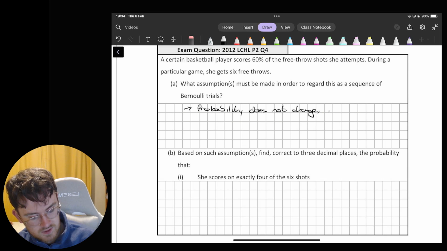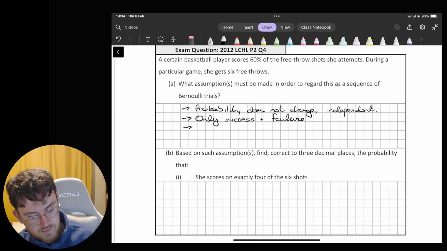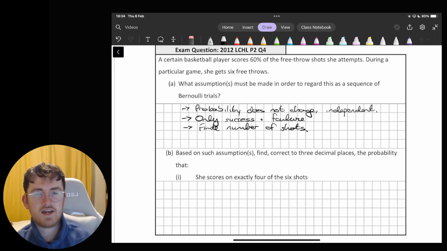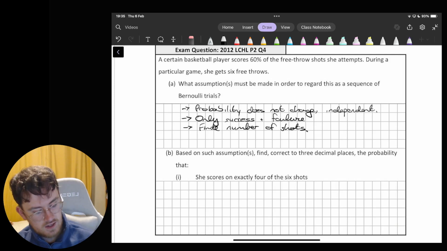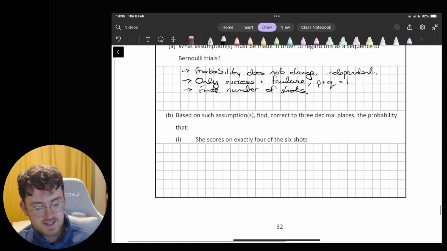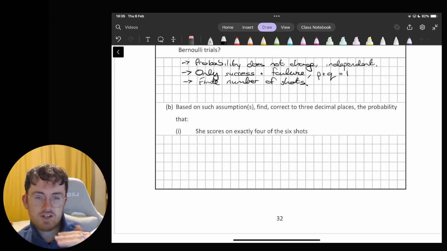Another would be that the trials are independent. We need to have only success and failure. We need to have a finite number of shots. Okay, and again, there's some more. I think we've covered a lot of the things there. The probability of success and failure must add up to 1. Okay, so there must only be those 2 options, and then they must add up to give us 1. But yeah, we've hit a lot of the points there. And again, as I say, these were the things we talked about at the start, those characteristics of a Bernoulli trial.